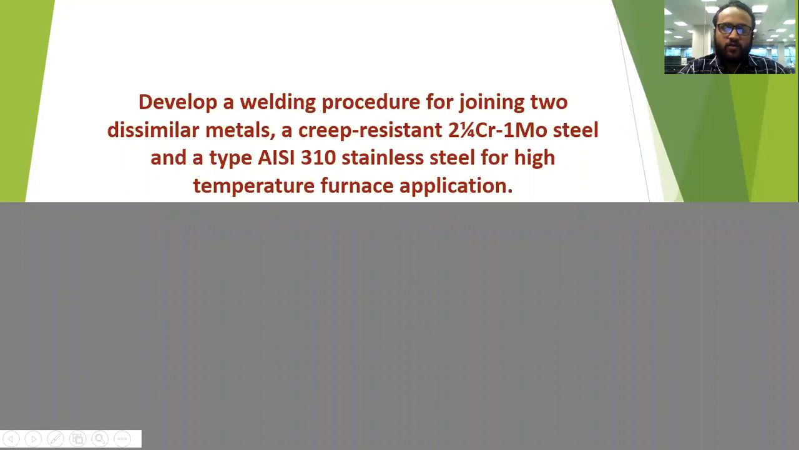Today I'm going to discuss the process of welding for joining two dissimilar metals. The specimens I have are grade 2.25 chromium molybdenum steel and another one is AISI 310 steel.